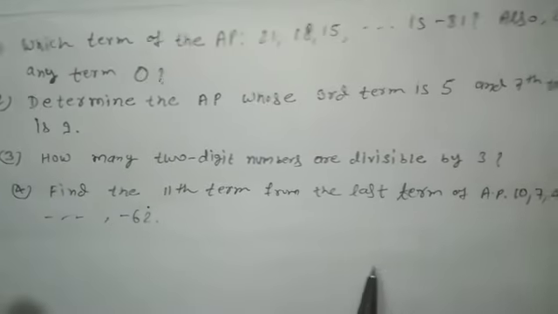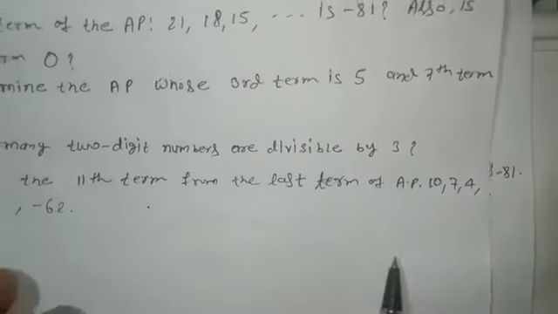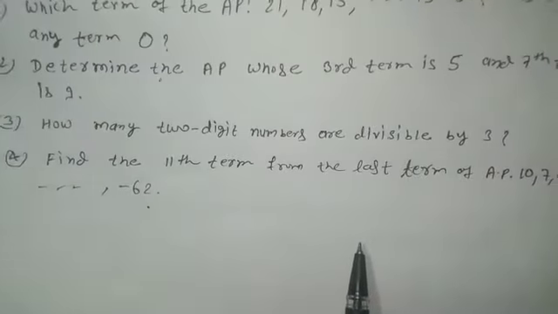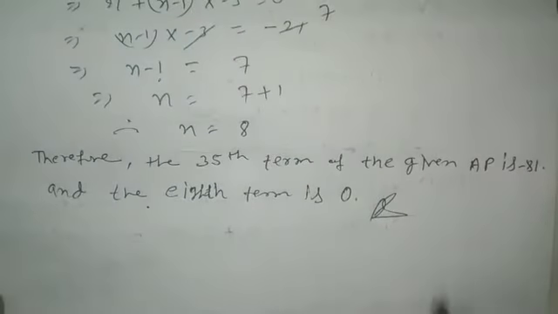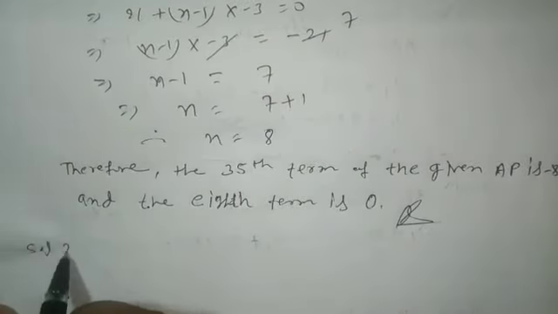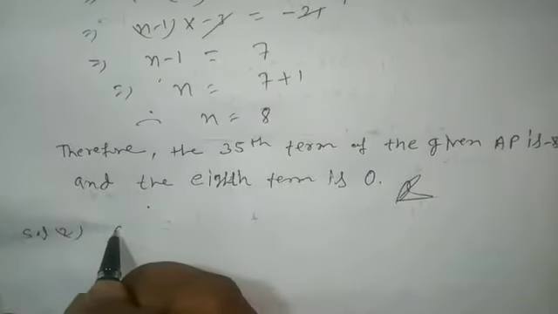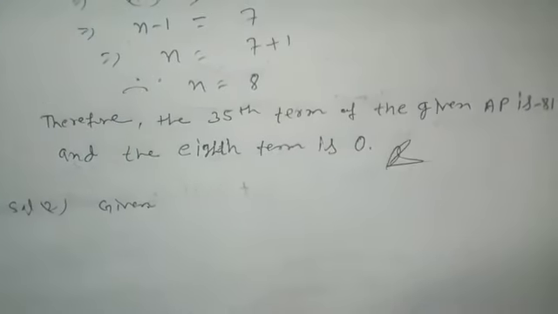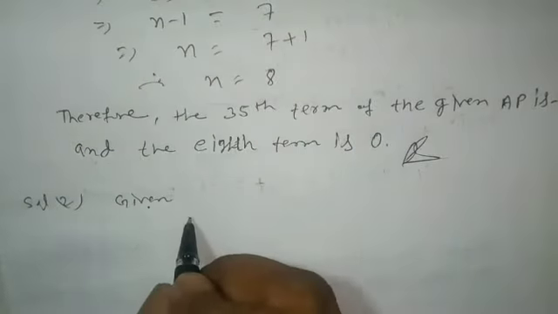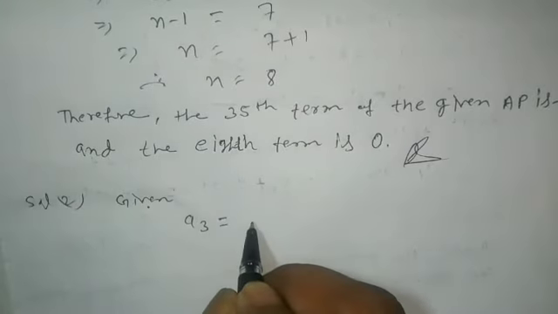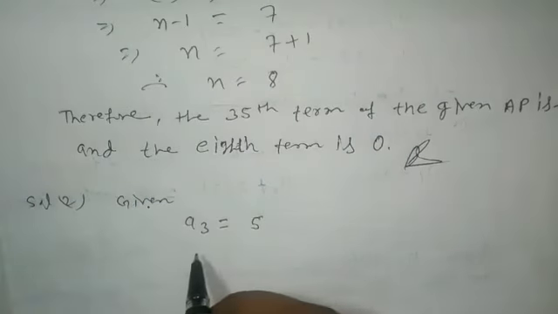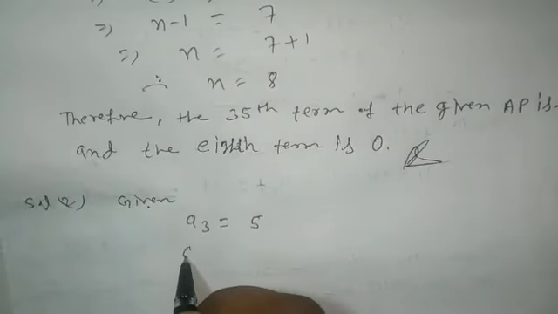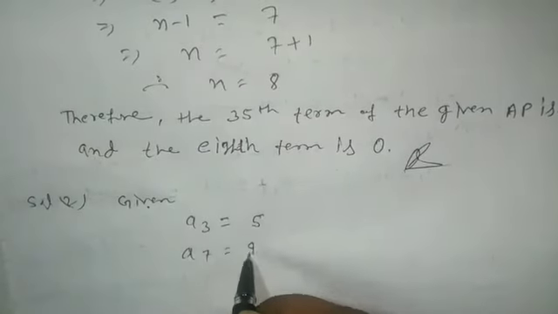The next question, question number 2. Determine the AP whose third term is 5 and the seventh term is 9. Now solution 2. Given a3 is equal to 5, a7 is equal to 9.